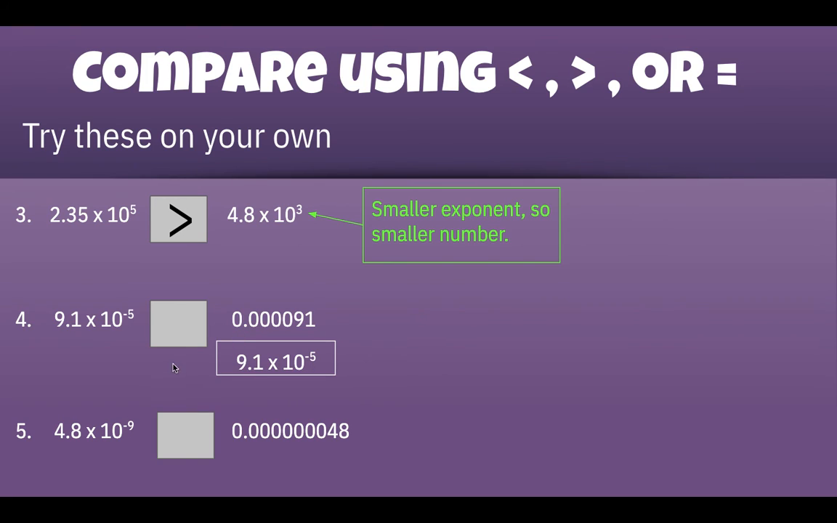Now let's take a look at our exponents first. We have 10 to the negative 5th, 10 to the negative 5th. They're the same, so we have to look at the number in front. 9.1, 9.1. They're the same. They're equal. So we just put an equal sign.